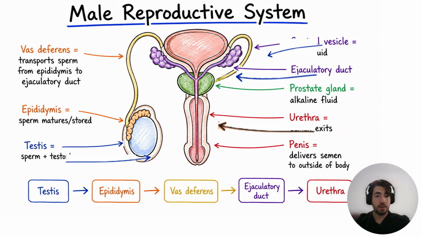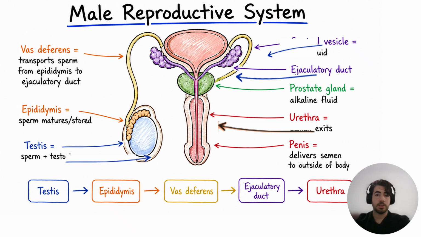After sperm are made, they move to the epididymis. This is where sperm matures. It's not created here, it just matures, and this is where it's stored. So if the exam asks where sperm matures, epididymis. Okay? During ejaculation, the sperm moves into the vas deferens.